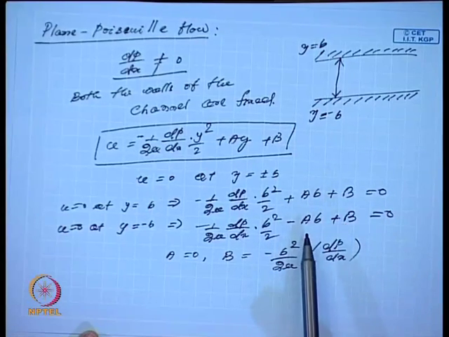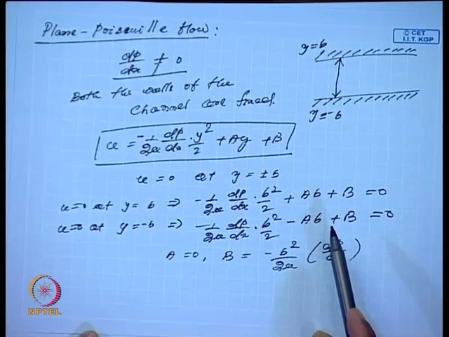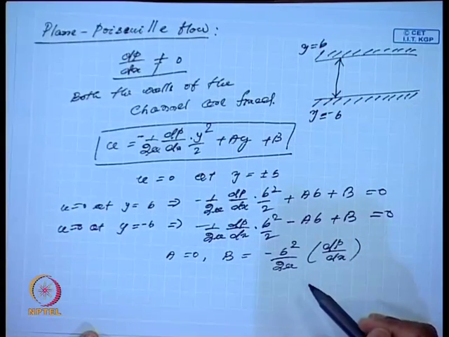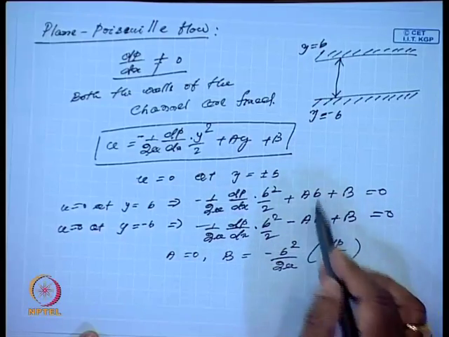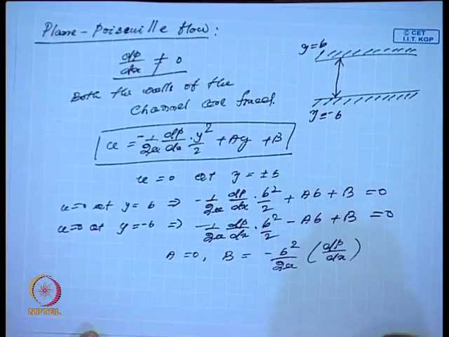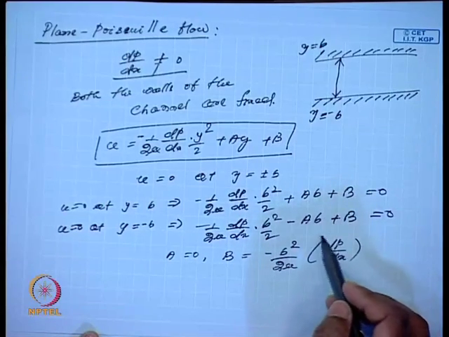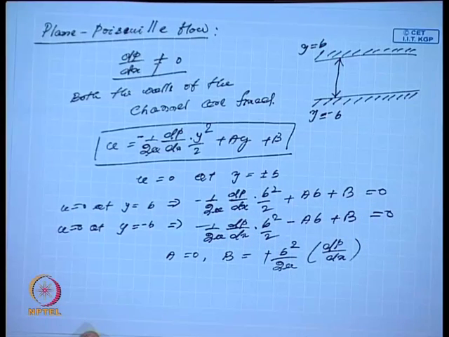This is obvious because if you eliminate b, then you get a. Eliminating b means you just subtract one equation from the other, and then this term will get cancelled, because they are of opposite sign. So, that will give us a is 0, and if you add these two equations, a is already 0, so you have 2b equal to this. So, b is equal to plus b square by 2 mu into dp by dx; this is what we have got.